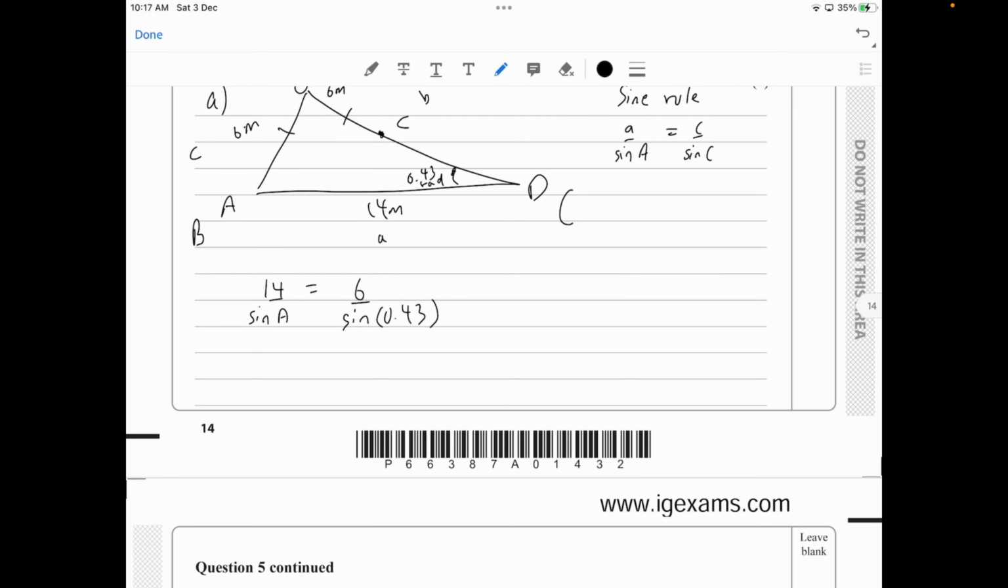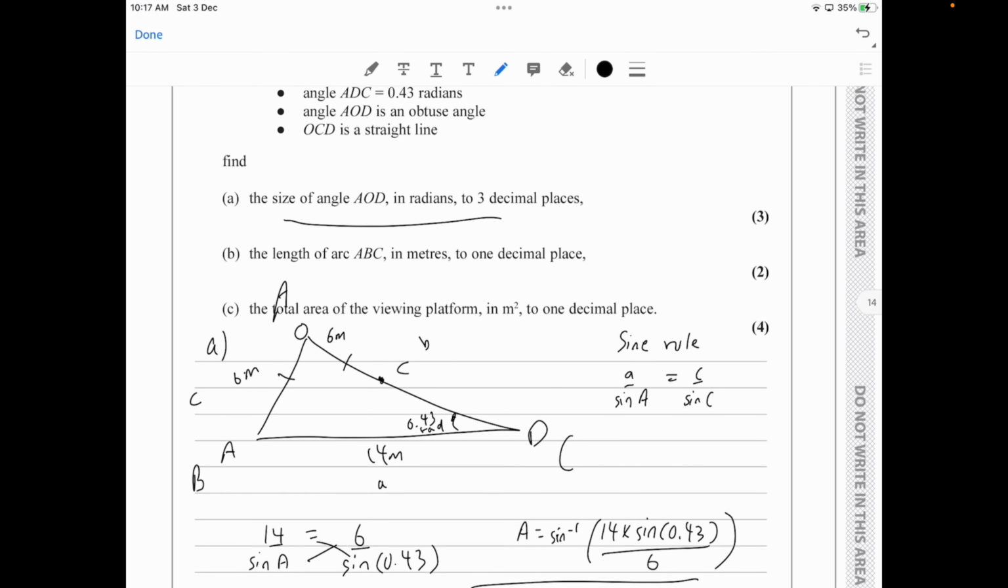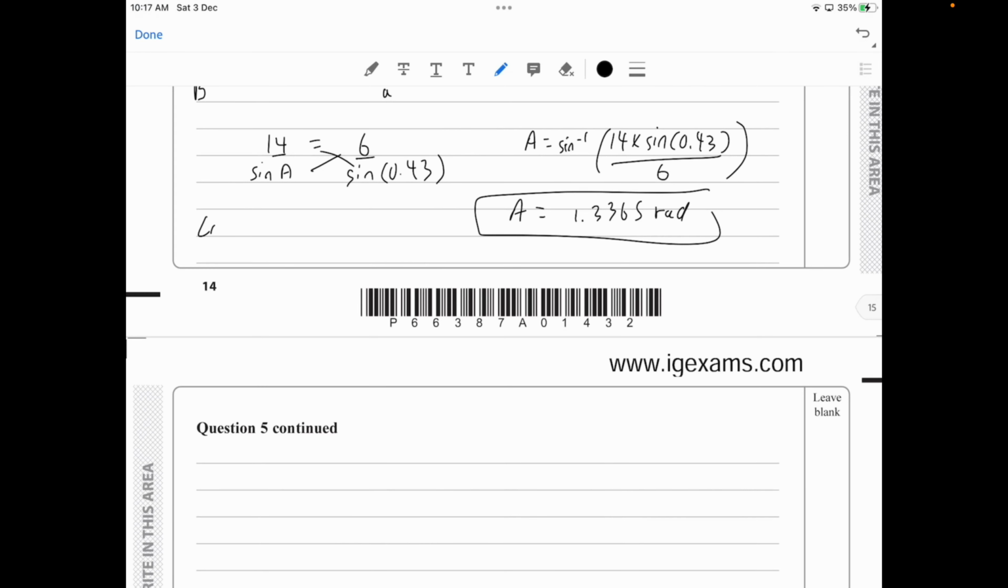Once you do that, you rearrange all of this, and you get A is equivalent to sine inverse of 14 times sine 0.43, all divided by 6. A is going to become 1.3365 rad. By the way, do change the calculator mode to radians. Do check out videos on how to convert the degree mode into radians. So you're going to get the angle A, also known as angle AOD, to 3 decimal places. So we're going to write that down. Angle AOD is equivalent to 1.34.